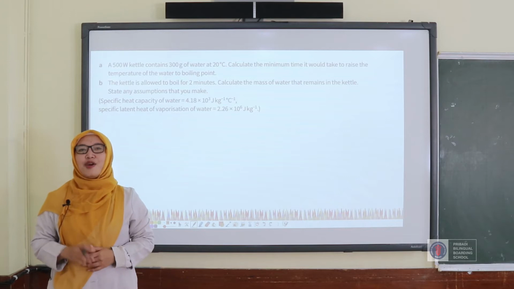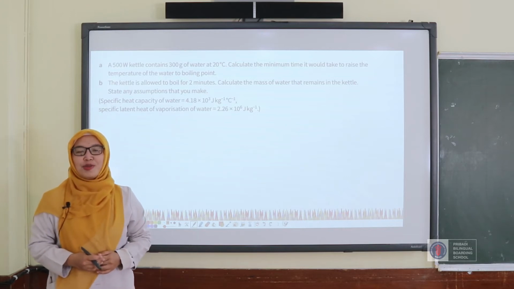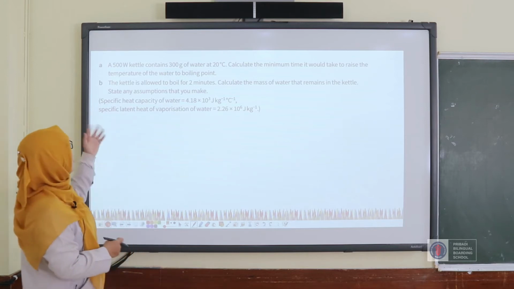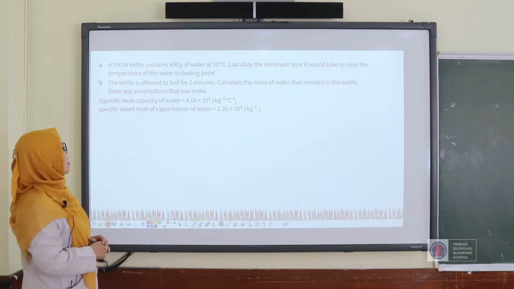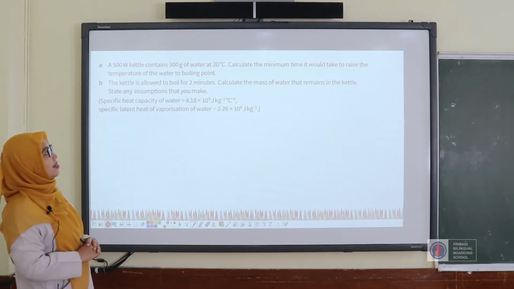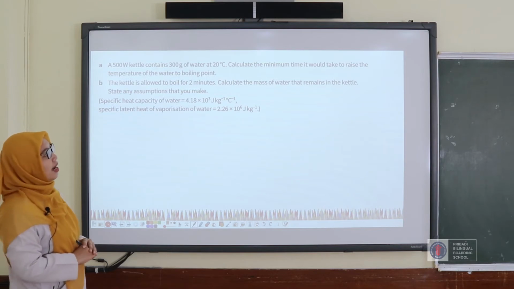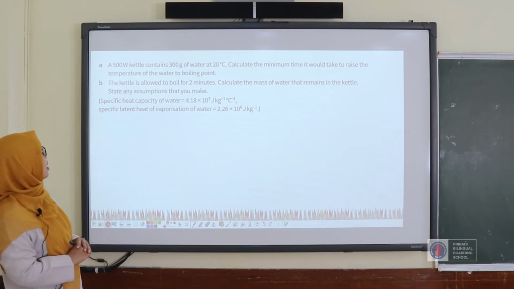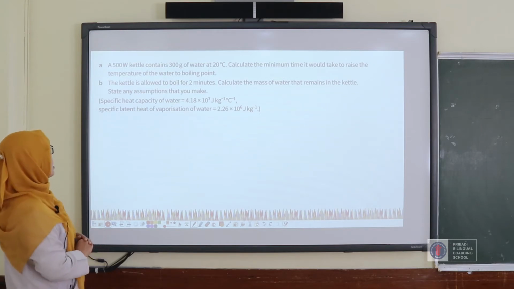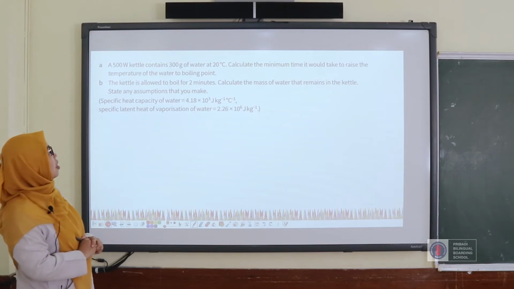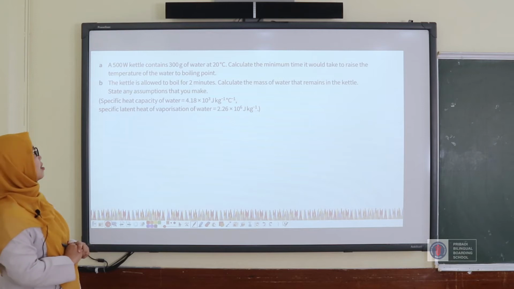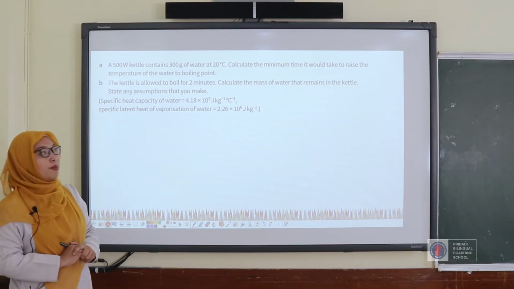In this session, I have one word example for you that we can solve it together. Let's take a look at the question. A 500 watt kettle contains 300 grams of water at 20 degrees Celsius. Calculate the minimum time it would take to raise the temperature of the water to boiling point. And then for the second question, the kettle is allowed to boil for 2 minutes. Calculate the mass of water that remains in the kettle. State an assumption that you make.